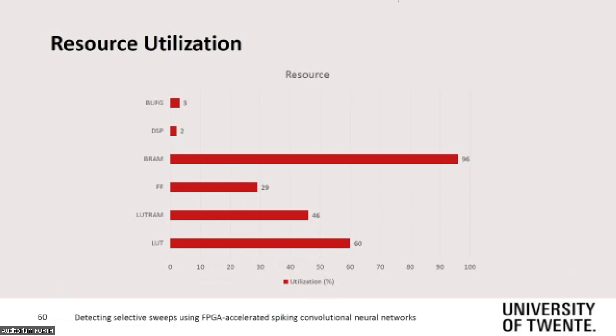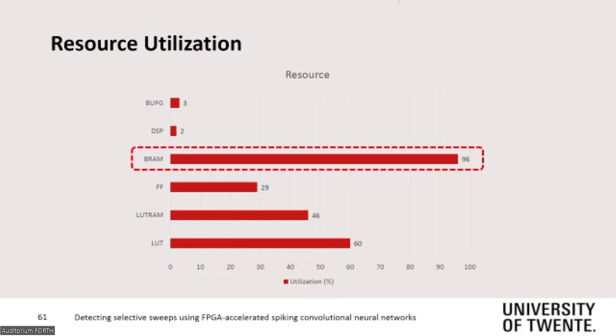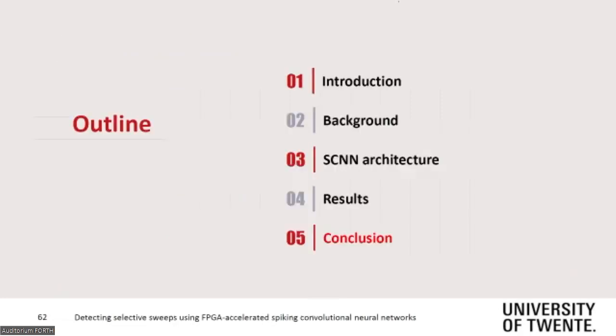And then we also look at the details of the resource utilization of our board. Here we observe that we make almost full use of our BRAM, which is the on-chip memory. So this is also the limitation for us to gain further improvement so far.